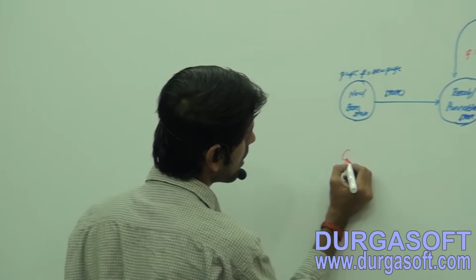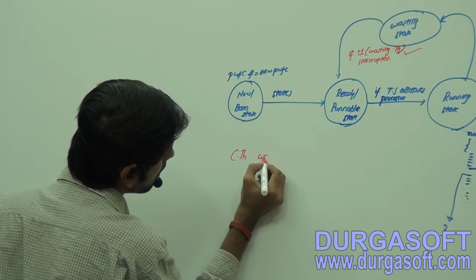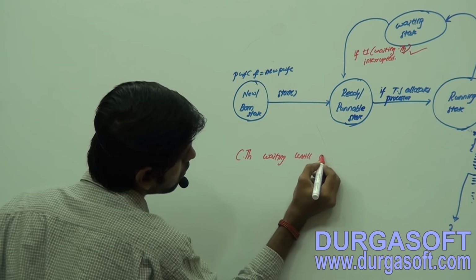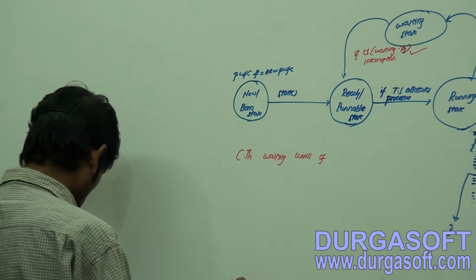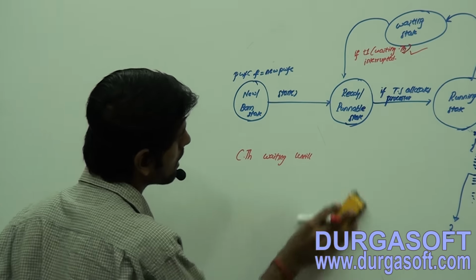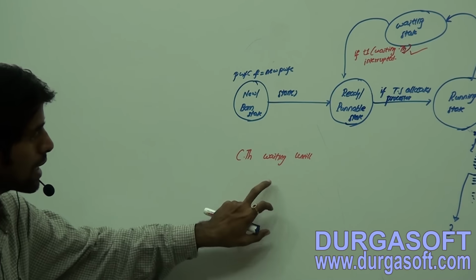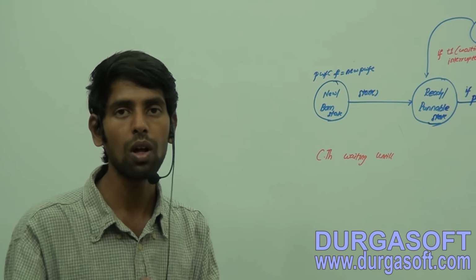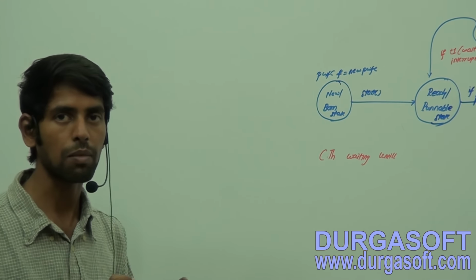Child thread waiting until execution of what? Parent thread. At the time of waiting, there will be an interruption. So what do we have to use? The interrupt call. We have discussed that one, right? Same thing. Please understand me.